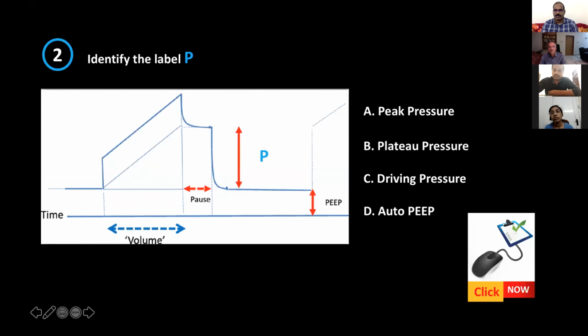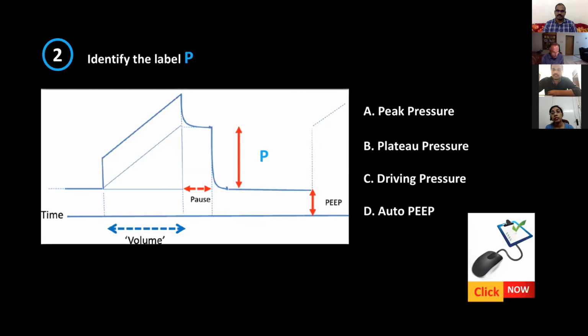The plateau pressure denotes the end inspiratory alveolar pressure. That is the maximum stress applied on the alveoli. And we know there is a baseline PEEP. So the difference between the plateau pressure and the PEEP will give the driving pressure. This is the cyclical stress applied on the alveoli for every tidal volume delivered to the lung. So the plateau pressure is the maximum stress, PEEP is the minimum stress, and the driving pressure is the cyclical stress delivered to the alveoli every breath.